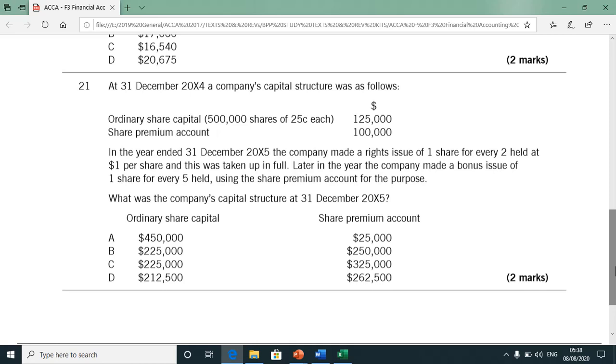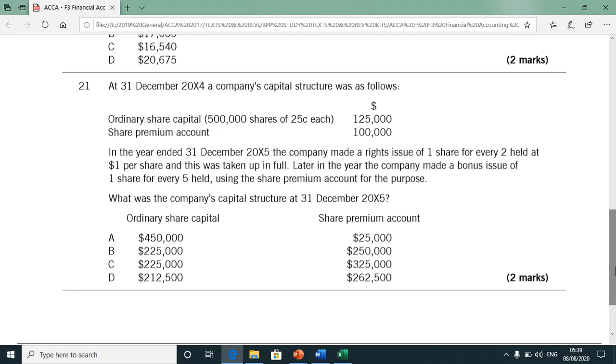Ordinary share capital was 500,000, valued at par 25 cents, and share premium is 100. In the year ended 31st December, the company made a rights issue of 1 share for every 2 held at $1 per share, and this was taken up in full. Notice that there was a premium here because $1 is more than 25 cents by 75 cents.